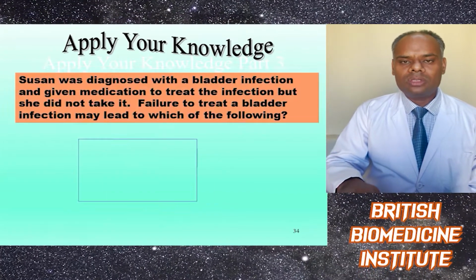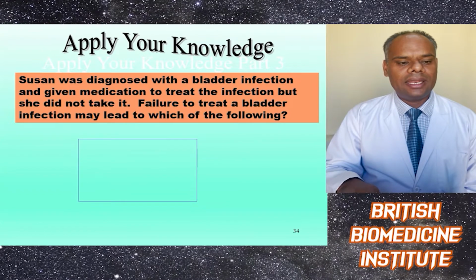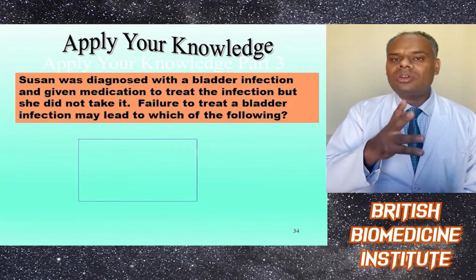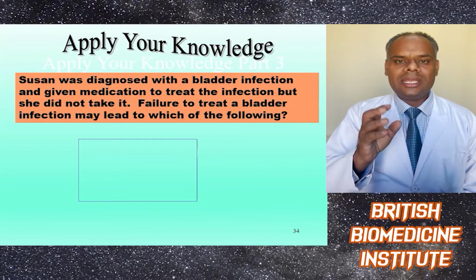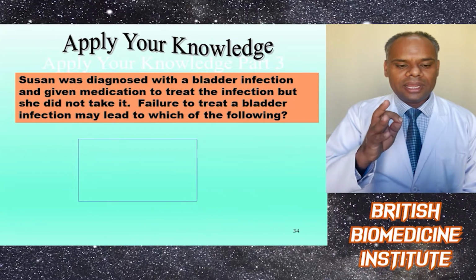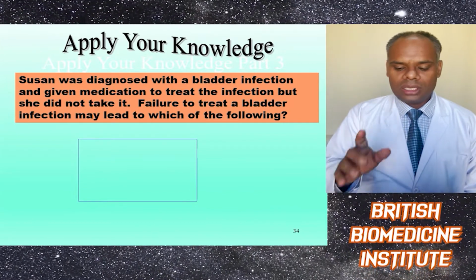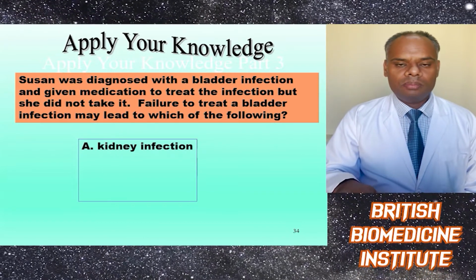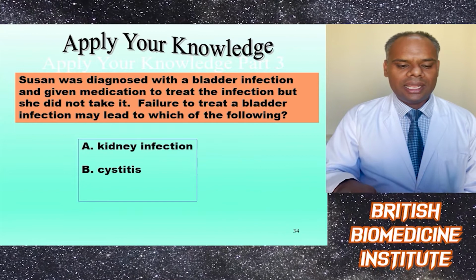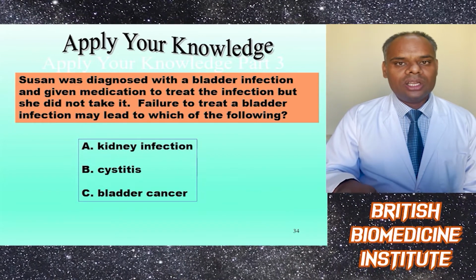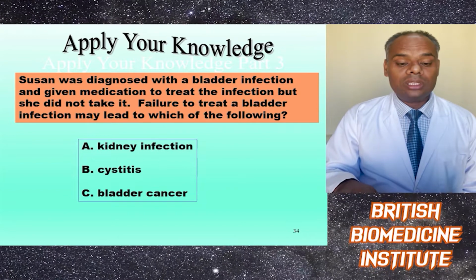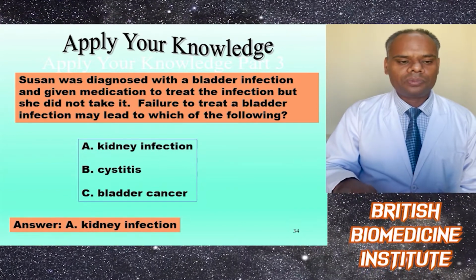Susan was diagnosed with a bladder infection and given a medication to treat the infection, but she did not take it. Failure to treat a bladder infection may lead to the following conditions: A. Kidney infection, B. Cystitis, and C. Bladder cancer. So here the answer is A. It can lead to kidney infections.